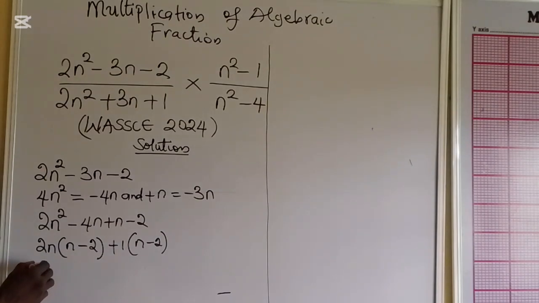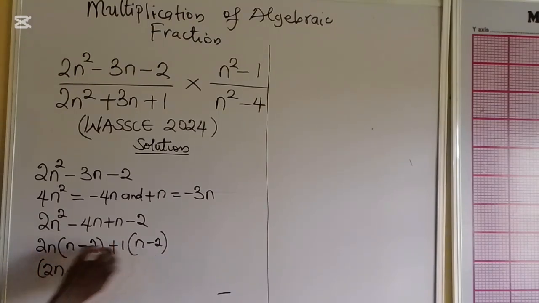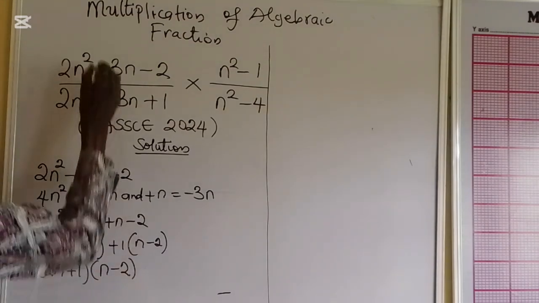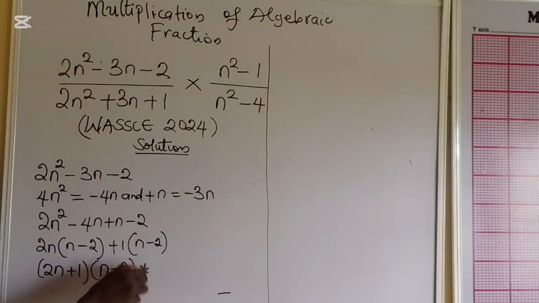So I will pick what is outside the bracket first, which is 2n, and here it is +1. Then what is inside the bracket must be the same. If what is inside the bracket is not the same, your working is not correct, which is now n − 2. Okay, that is the numerator.